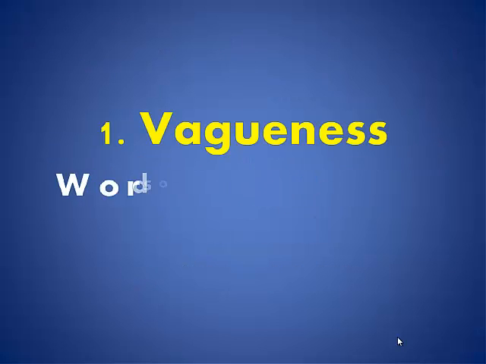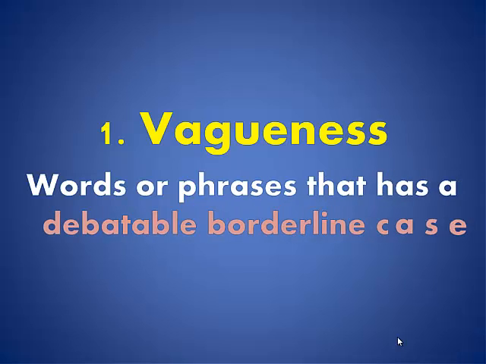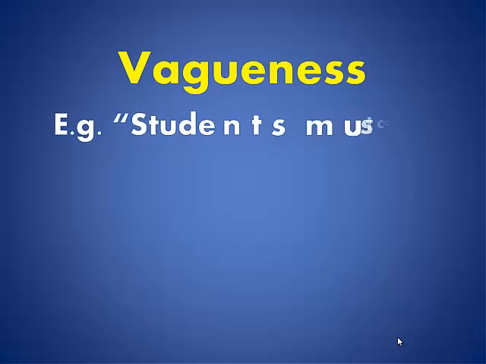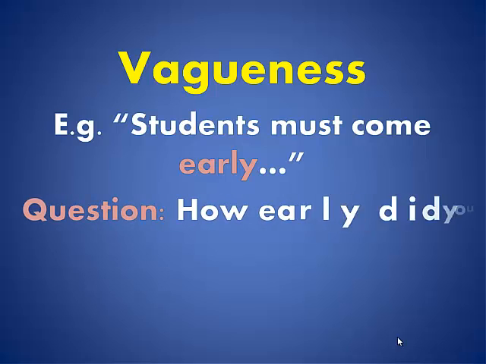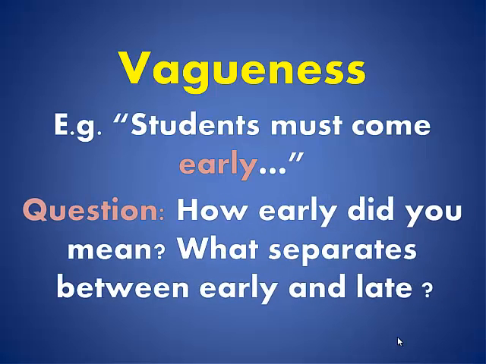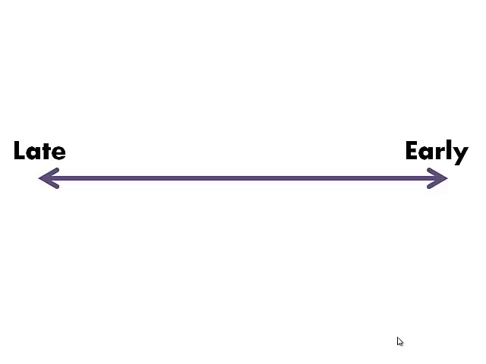Okay, the first one, vagueness. Words or phrases that has debatable borderline case. For example, student must come early. The question that you might want to highlight for vagueness is, how early did you mean? What separates between early and late? Now, borderline case refers to this. The definition between early and late is not really clear, so that's why it has a debatable borderline case.